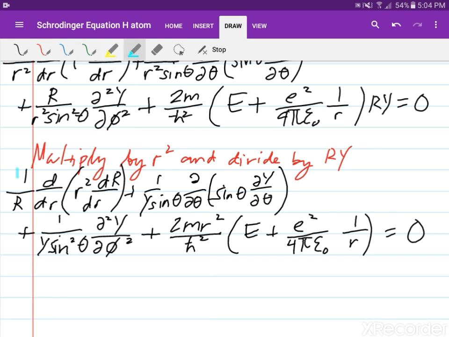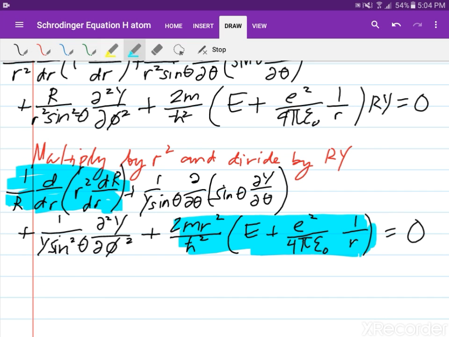So notice that this is in purely radial terms and this is purely in radial terms. The two terms in the middle are purely in angular terms. Okay, so for the next video, we will separate these two equations.